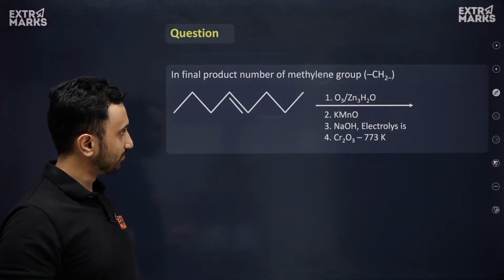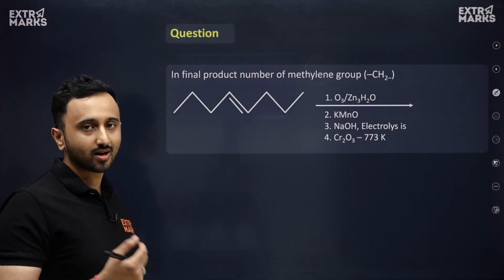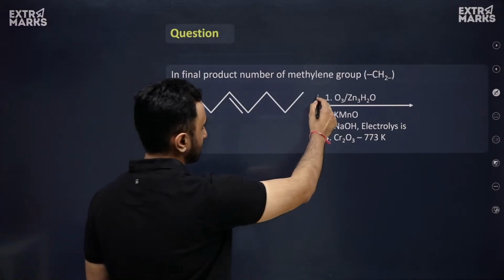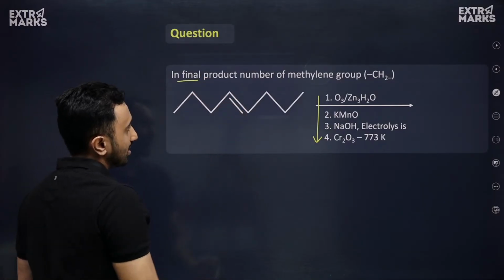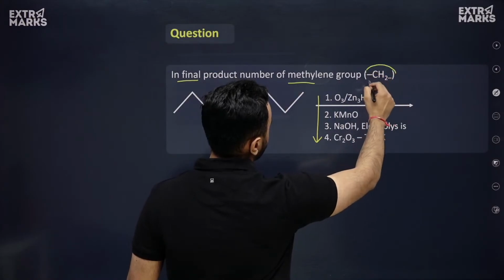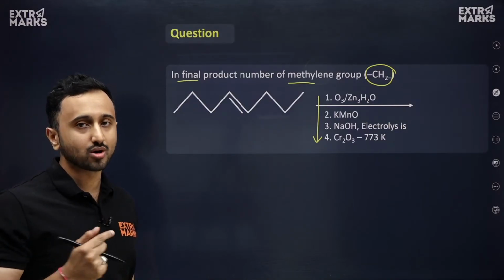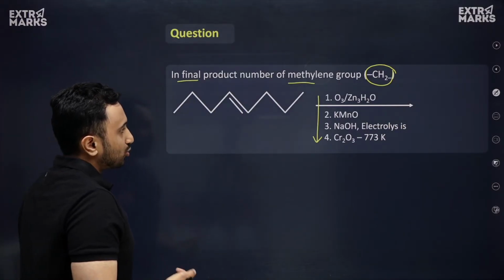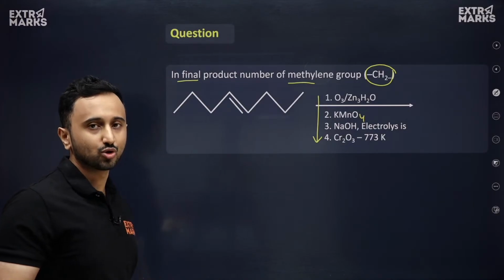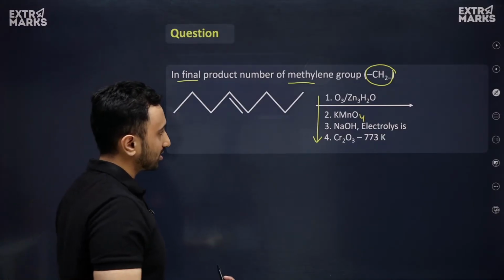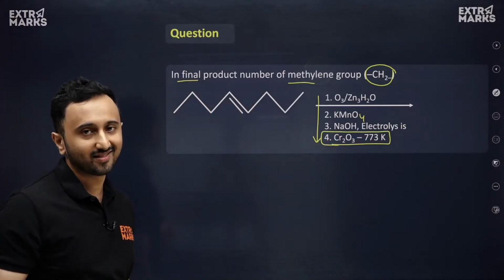Okay, let's move forward. Let us discuss this question. So another question from organic chemistry, and now they are asking on some series of reactions, right? The question says, in the final product, the number of methylene groups, that means CH2, how many CH2 groups are there in the final product? Okay, let's see. The reactions are fairly easy. First is your ozonolysis, then we are doing some oxidation using KMnO4, then we are using electrolysis, and the last step is, what is this last step?